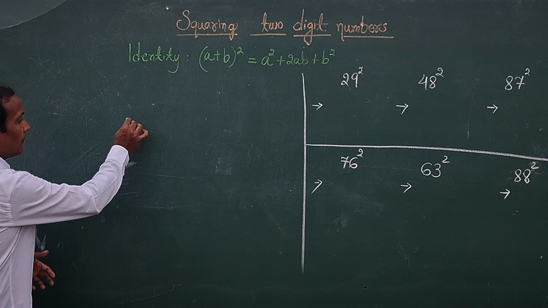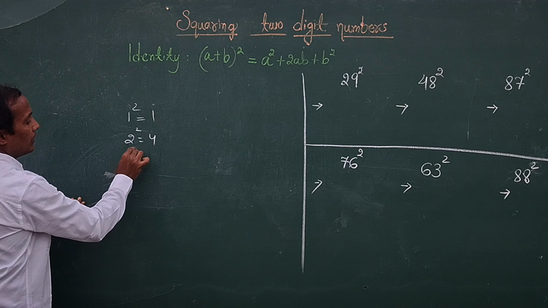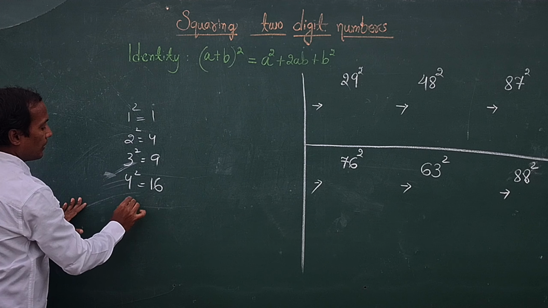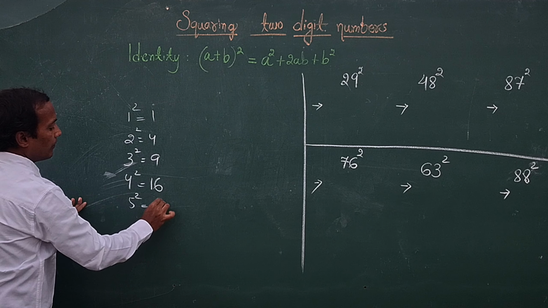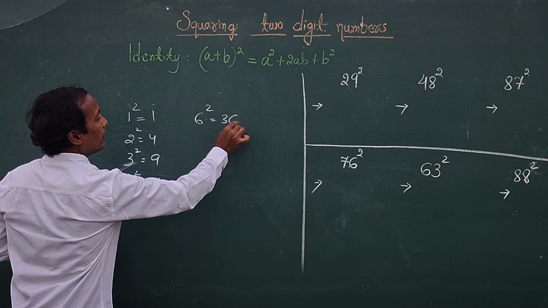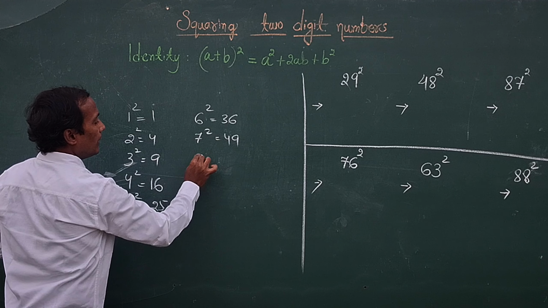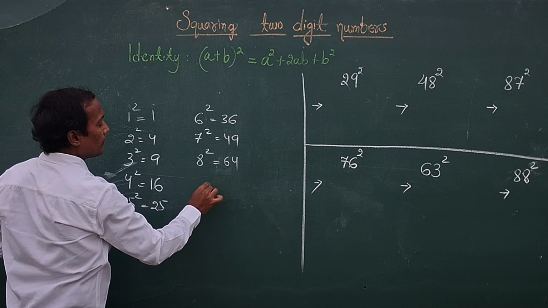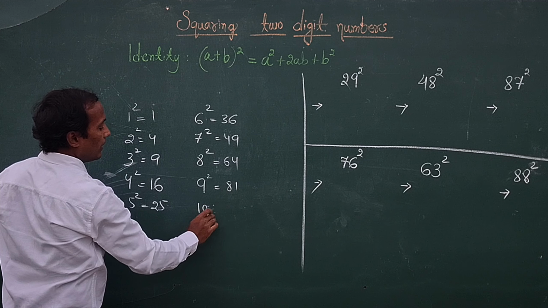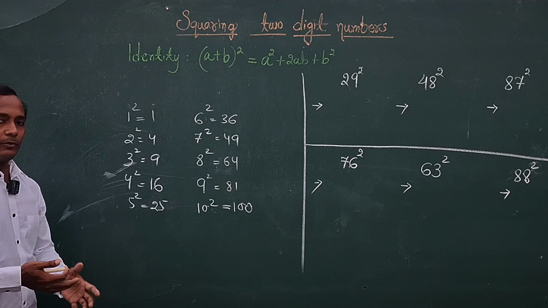Square of 1 is 1. Square of 2 is 4. Square of 3 is 9. Square of 4 is 16. Square of 5 is 25. Square of 6 is 36. Square of 7 is 49. Square of 8 is 64. Square of 9 is 81. And square of 10 is 100. These are the 10 perfect squares from 1 to 100.